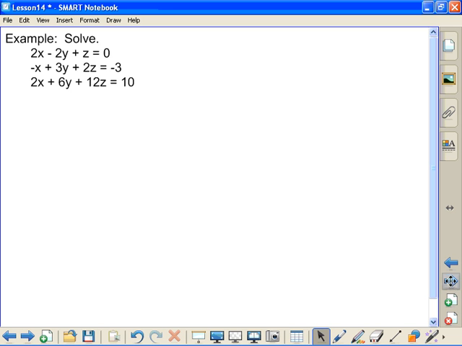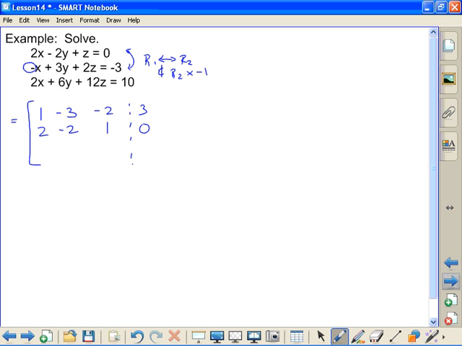So again, hopefully some people are starting to see what the pattern is here. So the first thing I do is I scan and I see, hey, row 2 has really almost a 1 in front of it. So I'm going to interchange row 1 with row 2, and I'm going to multiply row 2 by negative 1 before I even go into the matrix, because that automatically will make that a 1. So it changes all the signs, right? So 1, negative 3, negative 2, positive 3. My next row then would be 2, negative 2, 1, and 0, 2, 6, 12, and 10.